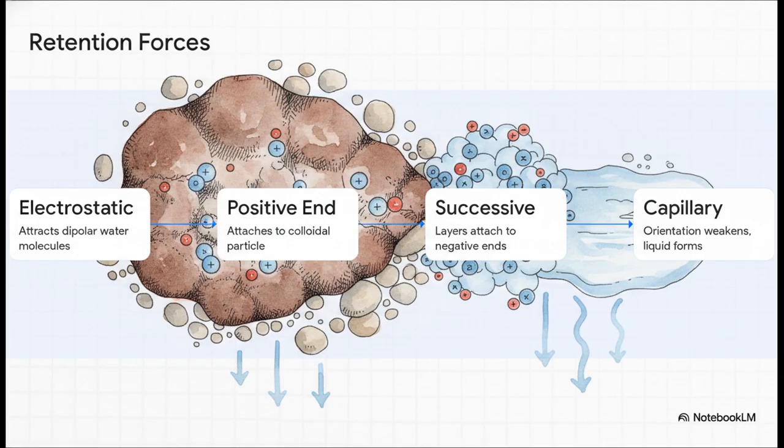Eventually, as that water layer gets thicker and thicker, the magnetic orientation gets weaker. At a certain distance, the water molecules stop orienting like magnets, and regular liquid water, or capillary water, appears. If there's still more moisture available after that capacity is hit, gravity simply pulls it downward and it drains off.